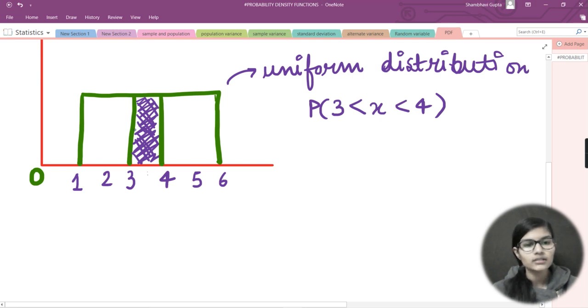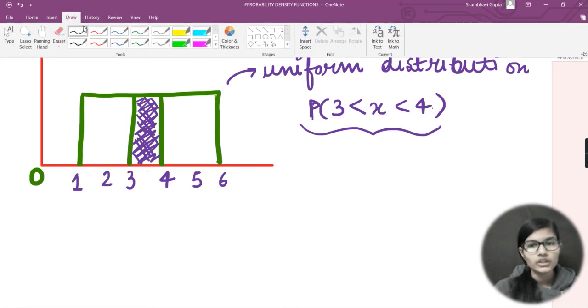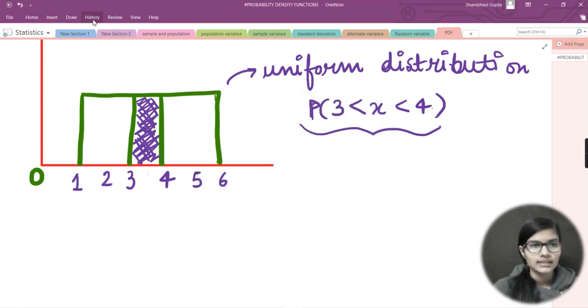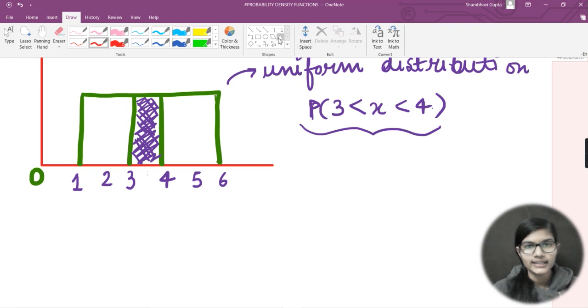If we want to write it in terms of probability, we simply write P, and in brackets we write x is greater than 3 and x is less than 4. This is the terminology, and this is how we write it in terms of probability. So firstly I told you about the uniform distribution. Now let me move towards the next.